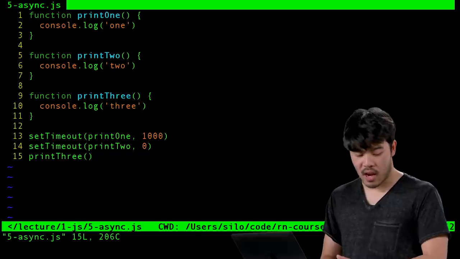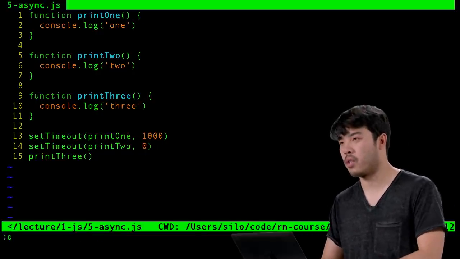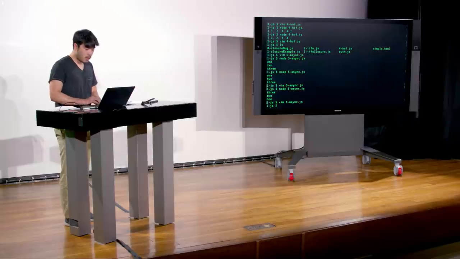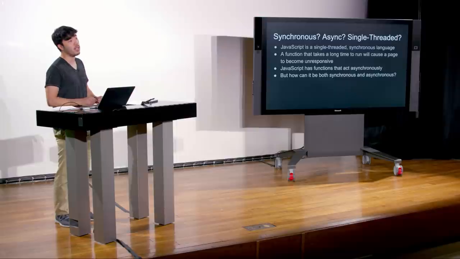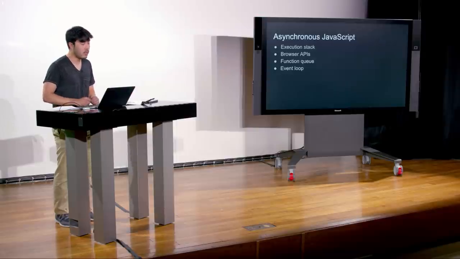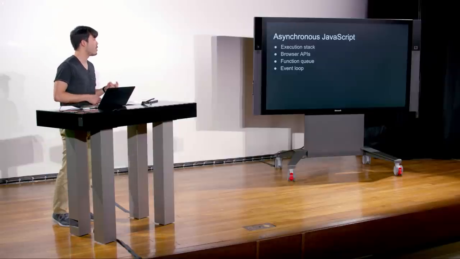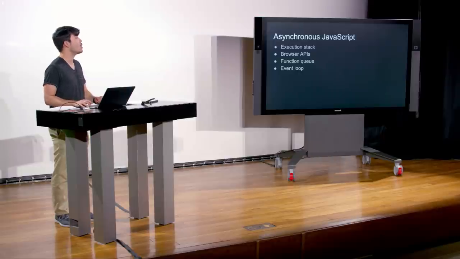So let's dive a little bit more into how this works. We will dive a little more into how this works in a couple more slides, but that's just a teaser at asynchronous functions. So how exactly can a language be both synchronous and asynchronous? In order to explain that, we have to explain these concepts called execution stack, browser APIs, function queue, and event loop. And so let's dive deeply into what an execution stack is.